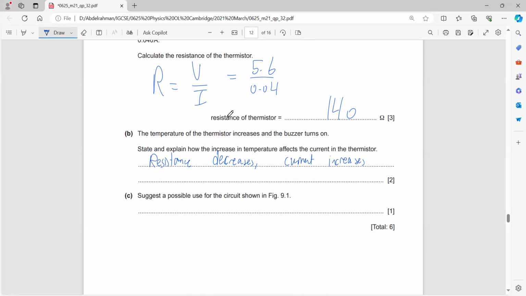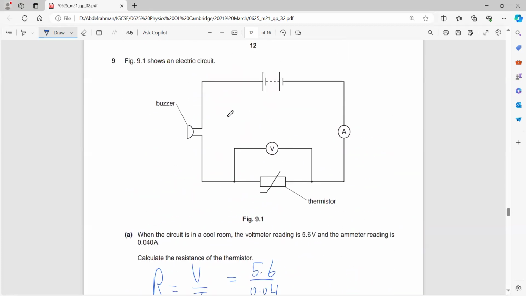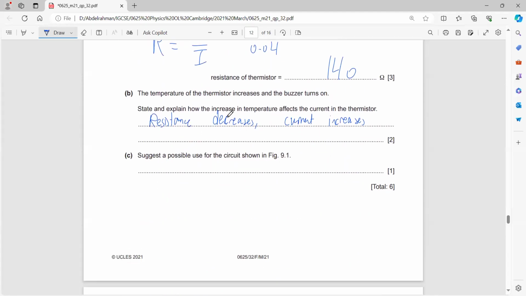Suggest a possible use for the circuit shown in 9.1. What is one possible real-life use for this circuit? Fire alarm. Fire alarm, right? Whenever you have a thermistor, usually we can use this thermistor for a fire alarm. Okay?